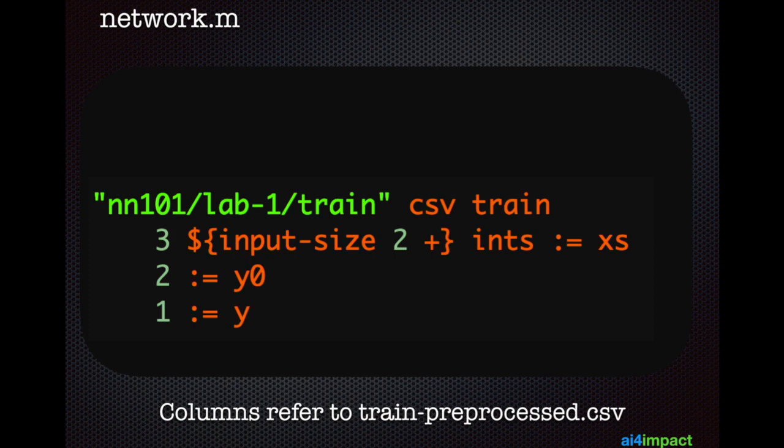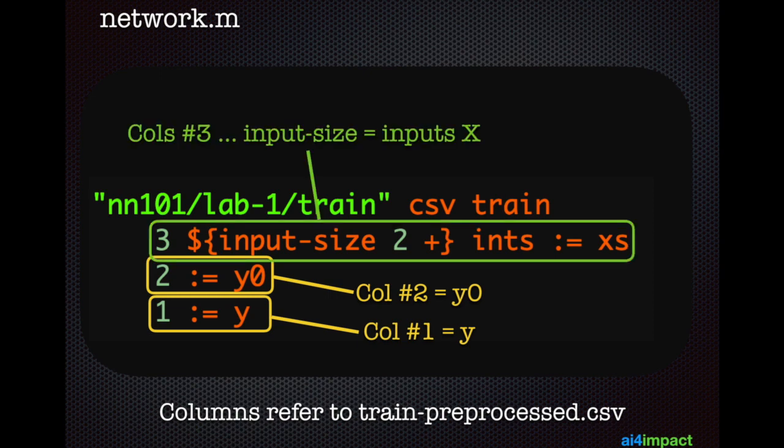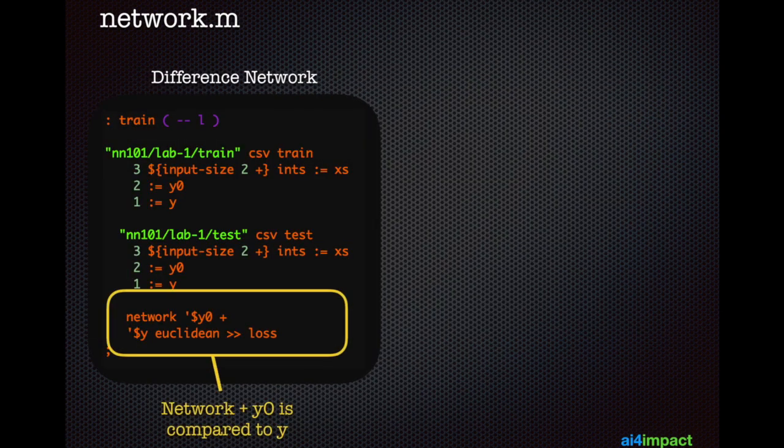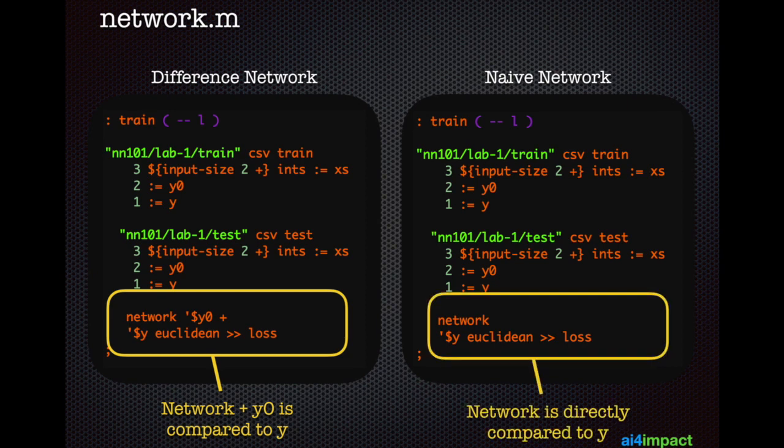If you look closely at the first data loading section, you'd see it has 3 lines. The column 1 is simply the y, which we set by convention. This comes from train preprocess.csv. Column 2 is y naught by convention again. And the remaining columns from 3 all the way to the input size are your input vector x, and this could be windowed data or the feature engineered data. The code on the left shows a difference network where the network is added to y naught before being compared to y. And on the right, we have the naive network where the network is directly compared to Y.